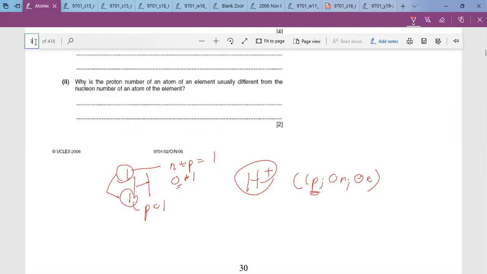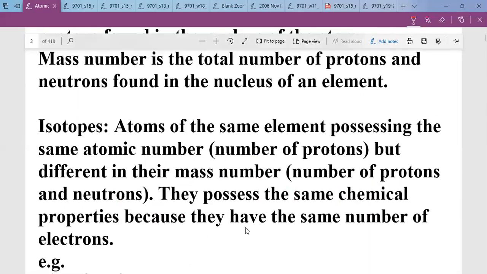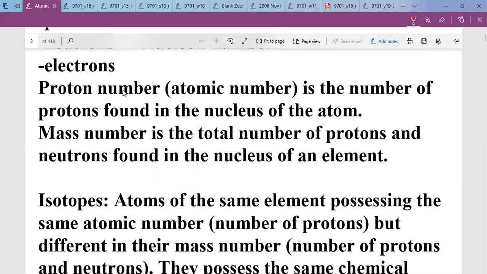Question 3. Right, now we talk about definition. So let's say here was the proton number, or atomic number. Number of protons found... I put this on especially because I look at the marking scheme. You must teach the marking scheme correctly. I don't care what the book says. One, number of protons found in what? In the nucleus of an atom. Mass number, or the nuclear number, they use nuclear number more. It's the total number of protons and neutrons found where? Also, in the nucleus of an element.